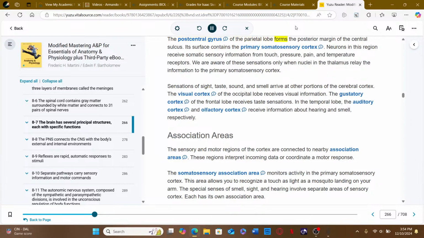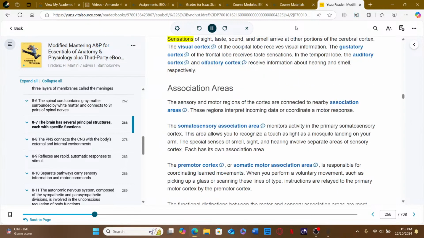The postcentral gyrus of the parietal lobe forms the posterior margin of the central sulcus. Its surface contains the primary somatosensory cortex. Neurons in this region receive somatic sensory information from touch, pressure, pain, and temperature receptors. We are aware of these sensations only when nuclei in the thalamus relay the information to the primary somatosensory cortex.